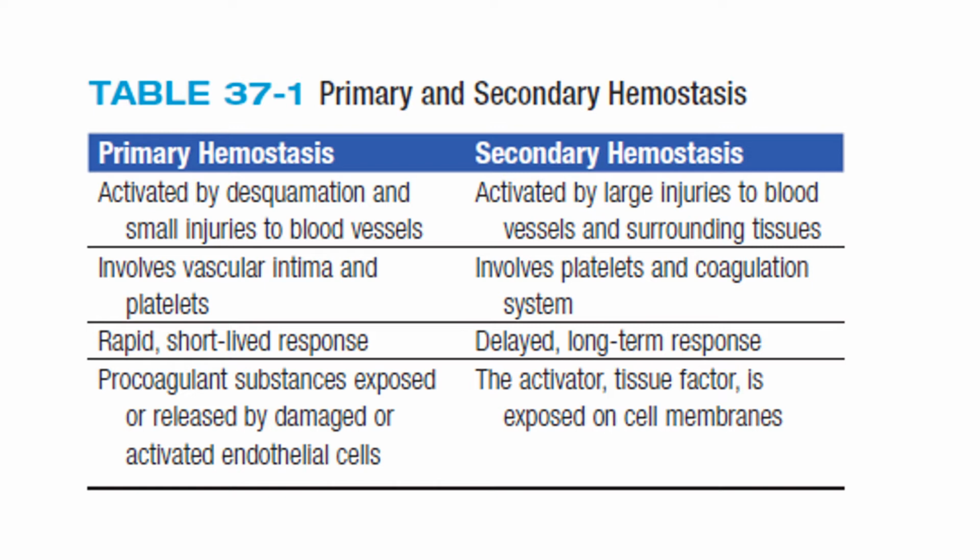Okay, and the procoagulant substances exposed or released by the damage or activated endothelial cells are the substances that stimulate this process. Right, for secondary hemostasis, this also involves the platelets plus the coagulation factors. This is somehow delayed and long-term. And the one that is activating this process is called the tissue factor.